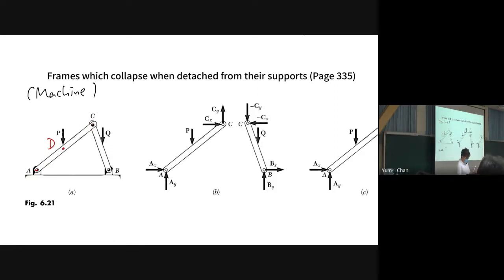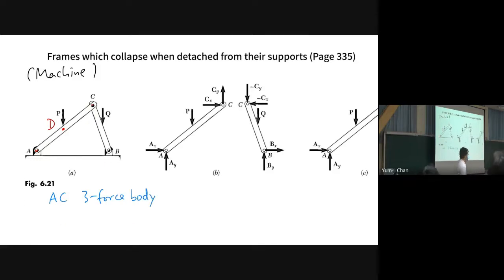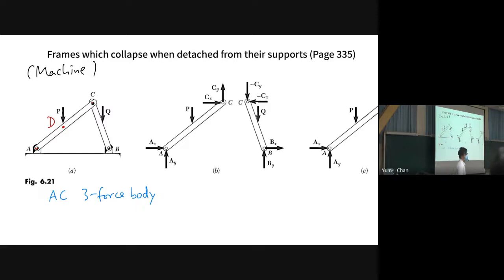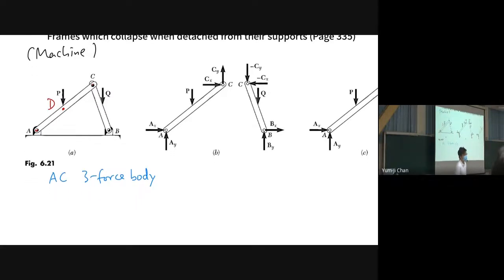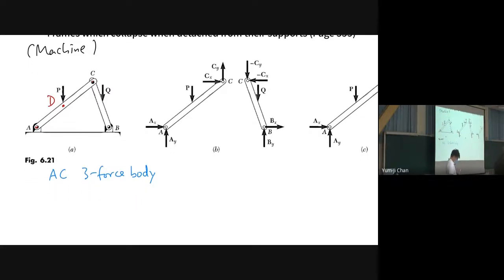So this AC is a multiple force body. It is not a two force body. CB is also a multiple force body. So I will say okay.